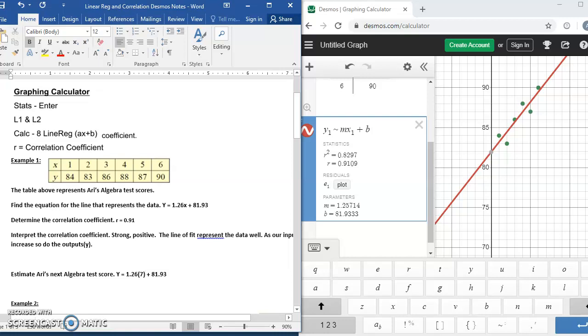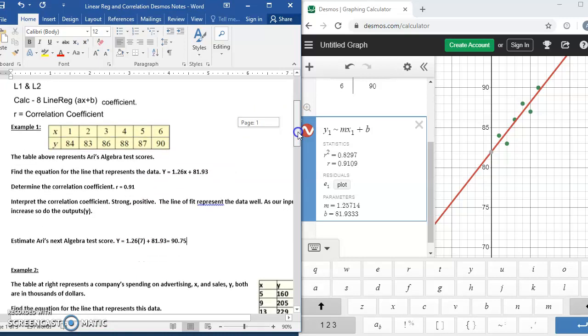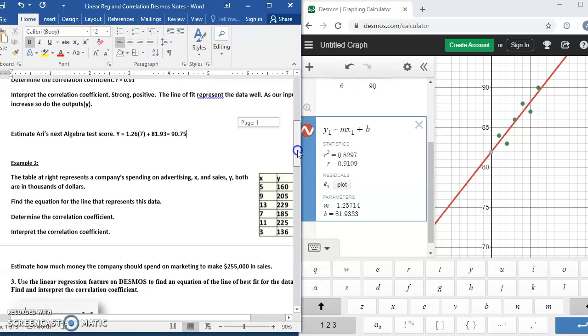So when we calculate that, we get approximately 90.75, and I'm going to leave it as that because I'm not told how to round in one way or another. All right, let's go ahead and look at a second example here.